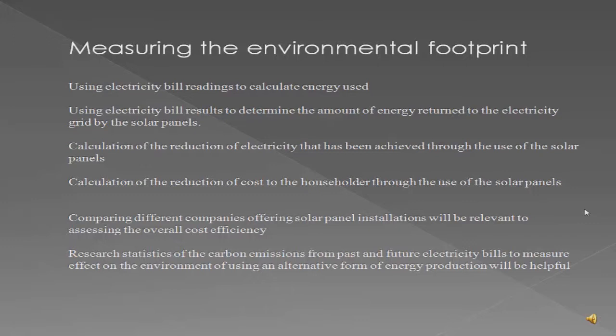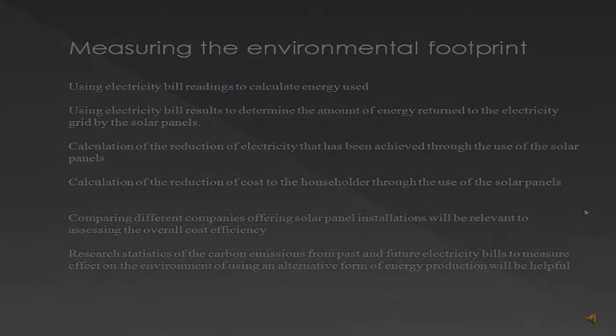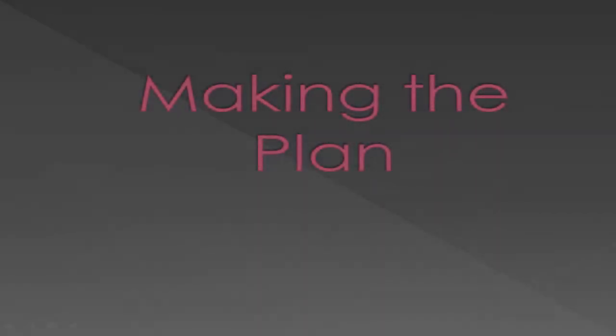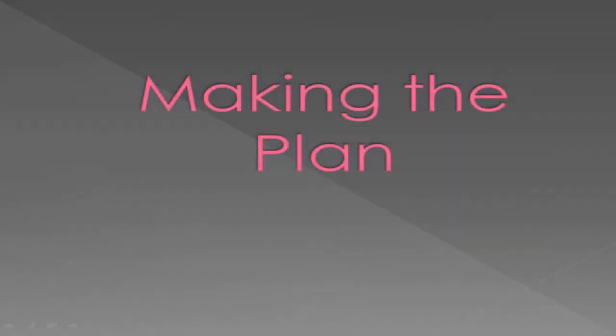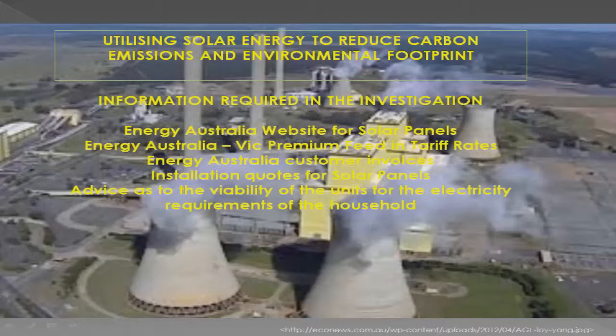Reductions in the amount of electricity taken from the national grid will also be evident, and the financial offset provided by credits gained by feeding back into the grid from the householder will also be apparent. In making a plan, we will access information from websites and the Energy Australia consumer bills to collect information about energy usage for a residential setting.